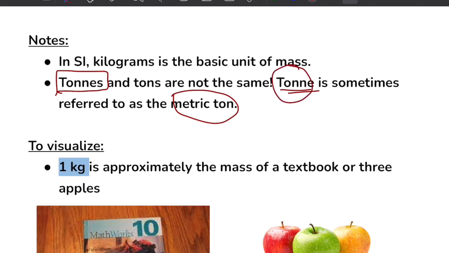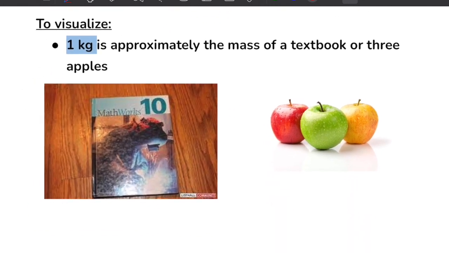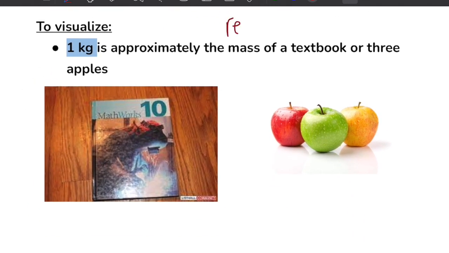Now it helps to visualize what each of these SI units of mass would actually look like in real life. So we're going to talk about referents. You may have heard or read this before, but a referent is an object that we use to help us visualize the quantity of something. And it's really, really helpful for estimation. I'm going to explain what that means in a few seconds.